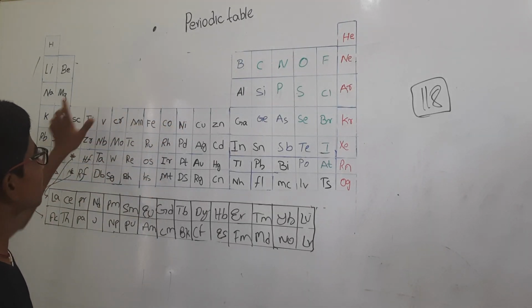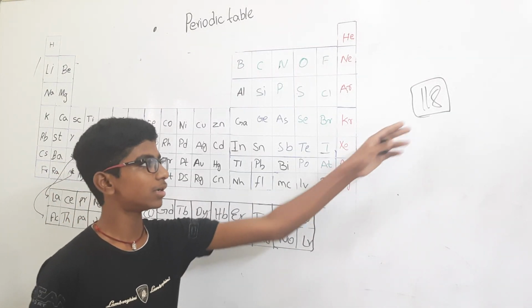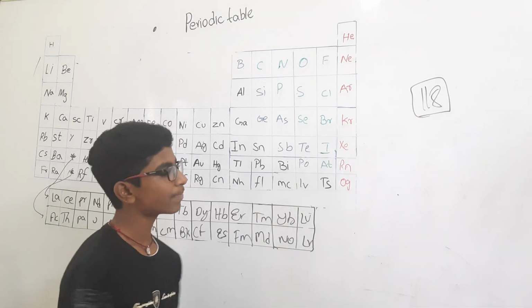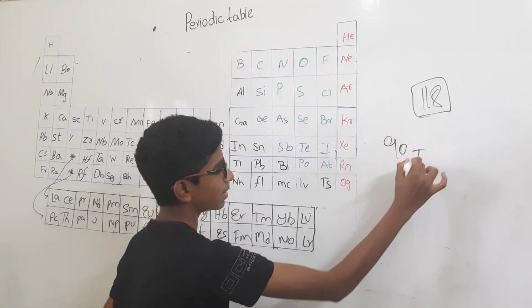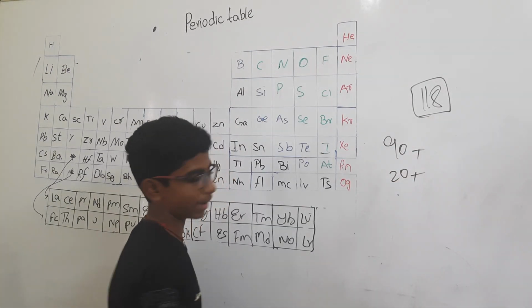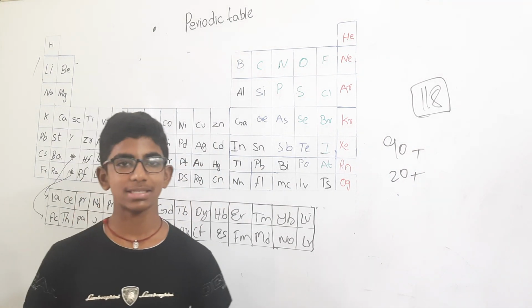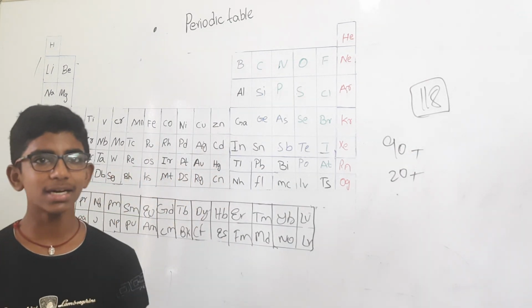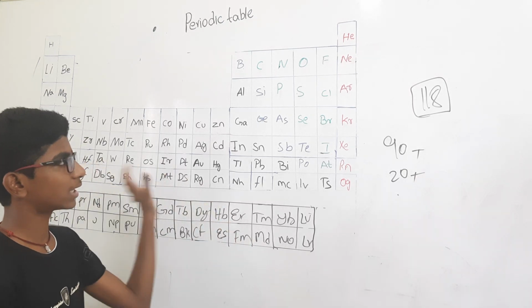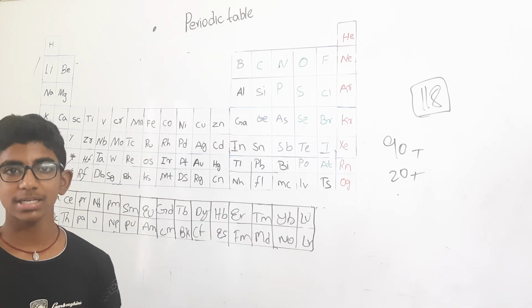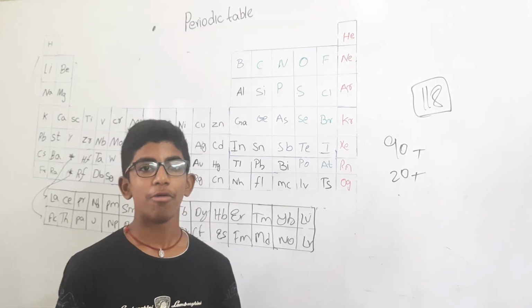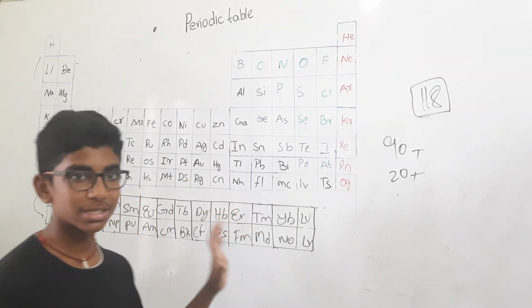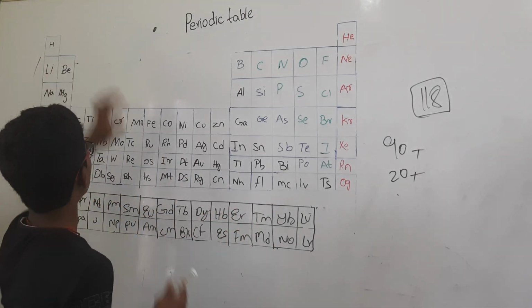First, the periodic table. The periodic table contains 118 elements: nearly 90 plus metals, 20 plus non-metals, and the remaining are some transition elements. There are so many metals in the periodic table and fewer non-metals. First, we want to read all the elements once in the periodic table.